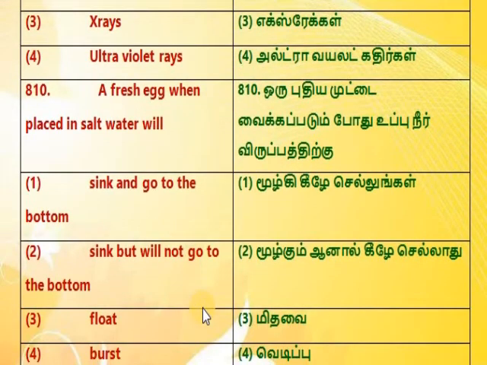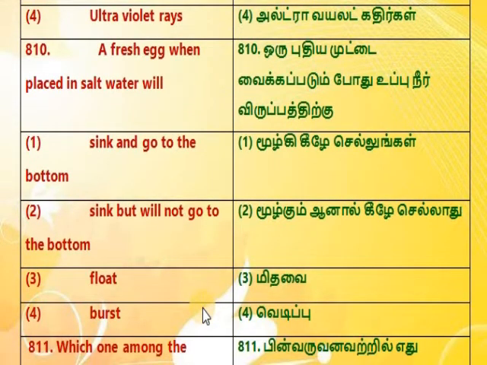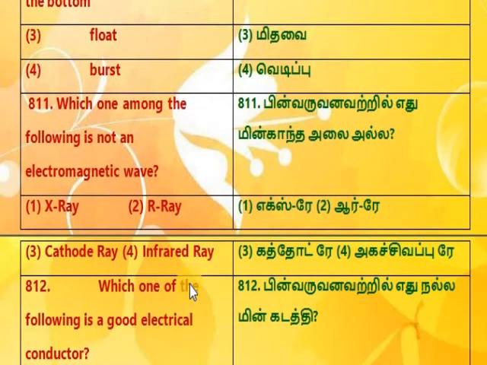810. A fresh egg when placed in salt water will, 1. Sink and go to the bottom, 2. Sink but will not go to the bottom, 3. Float, 4. Burst. 811. Which one among the following is not an electromagnetic wave? 1. X-ray, 2. R-ray, 3. Cathode ray, 4. Infrared ray.